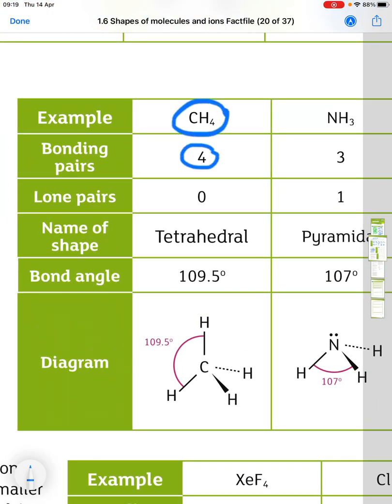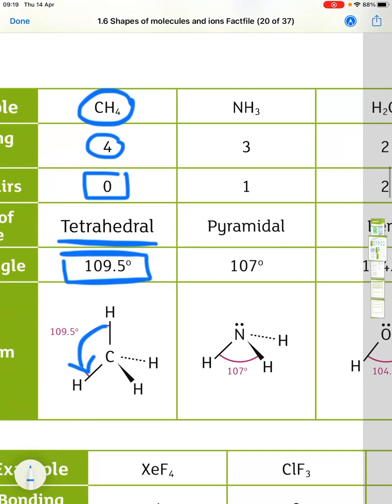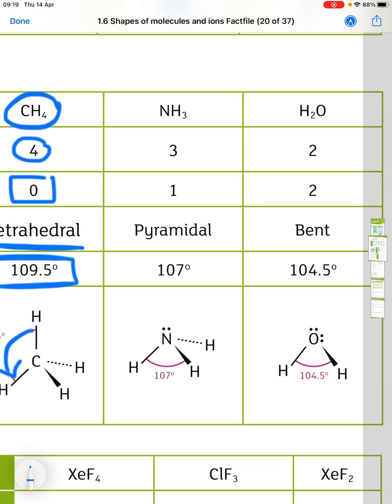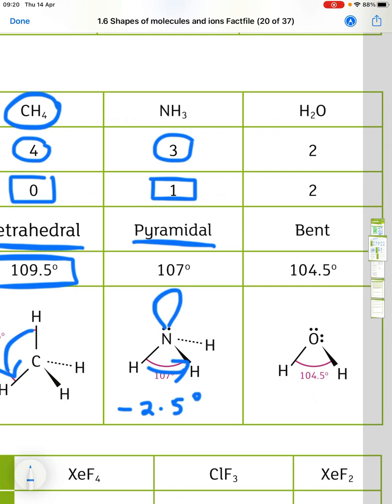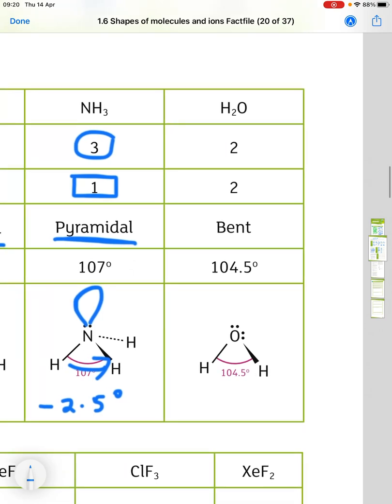So methane, as we saw above, has 4 bonding pairs. There are no lone pairs in it, and it's tetrahedral with a bond angle of 109.5, as we saw. With ammonia, there are 3 bonding pairs and 1 lone pair, which makes it pyramidal. Now the bond angle then is 107 because this lone pair here repels the bonding pairs. So you see that the bond angle is 2.5 degrees smaller in the ammonia than it is in the methane.